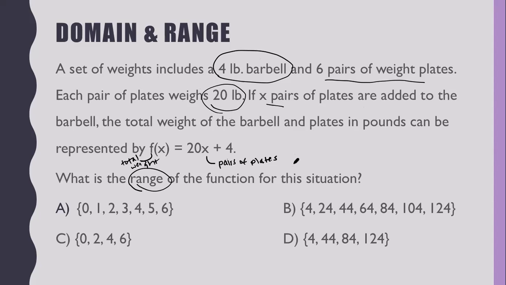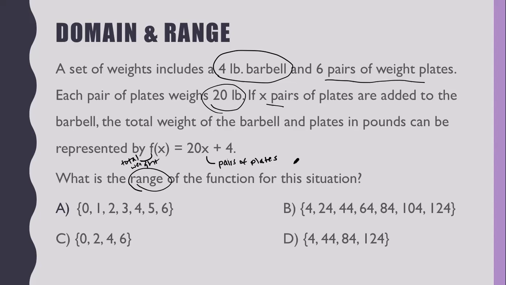So the barbell is the bar, and the little plate weights are the things you put on the end of the bars. If I didn't have any weights on my barbell, how much does the barbell itself weigh? 4. So what is the starting amount for my range?